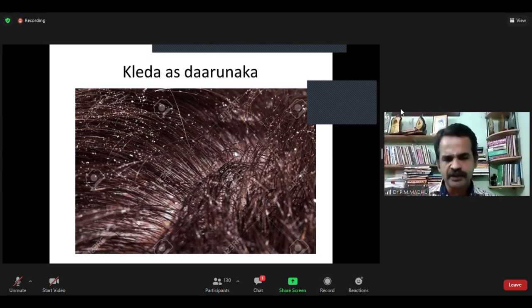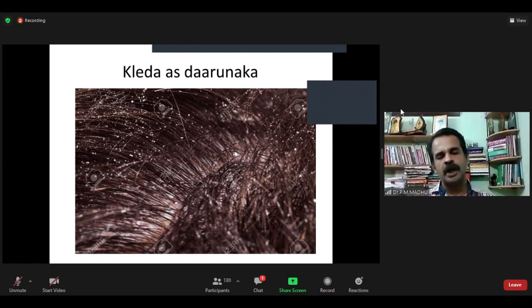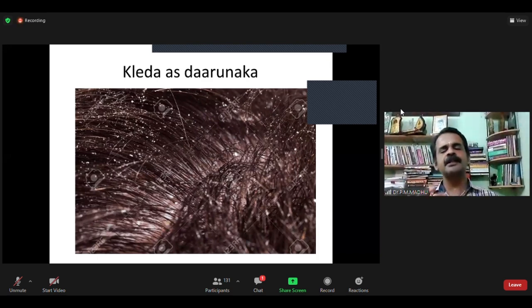We have to reverse the basic samprapti. Otherwise, we will give some oils, like hair oil, to remove that kleda, and after 2 or 3 weeks the patient comes back and he is having that complaint again. After 2 or 3 months, he will come again like that. The recurrence can be managed only if we address the basic pathology of the patient.